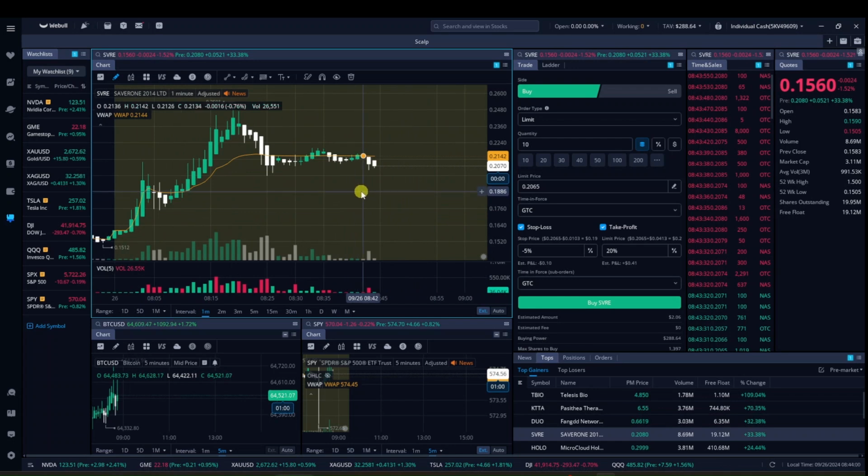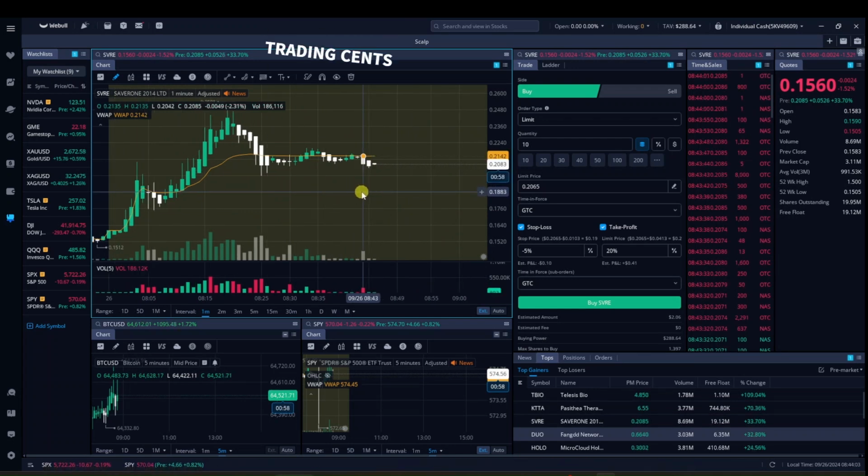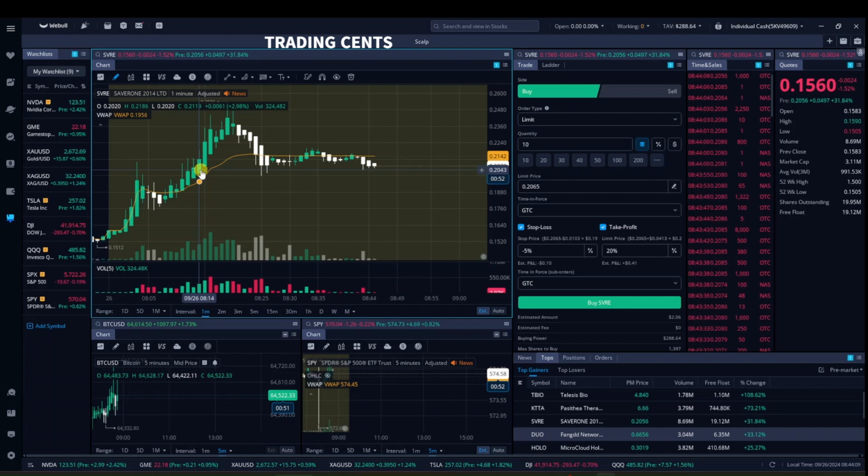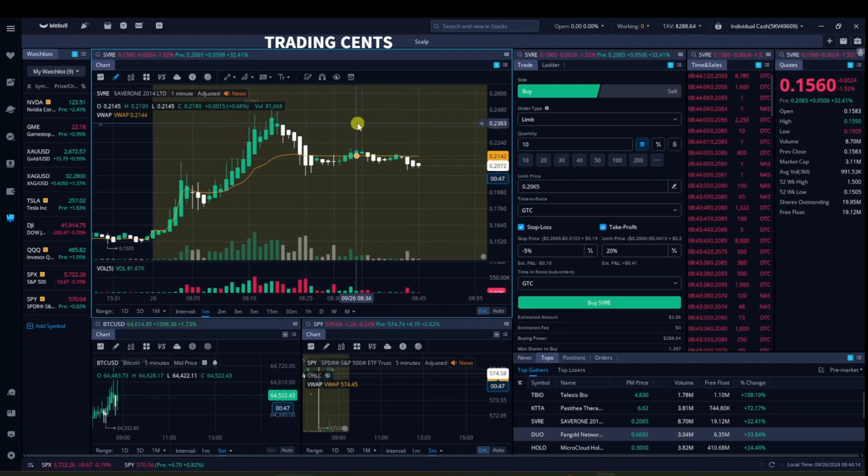I want to do a video going over exactly how I scalp trade the market with my small account, what I'm looking at, how I decide to enter a trade and get out, things like that. Let's start with the chart.